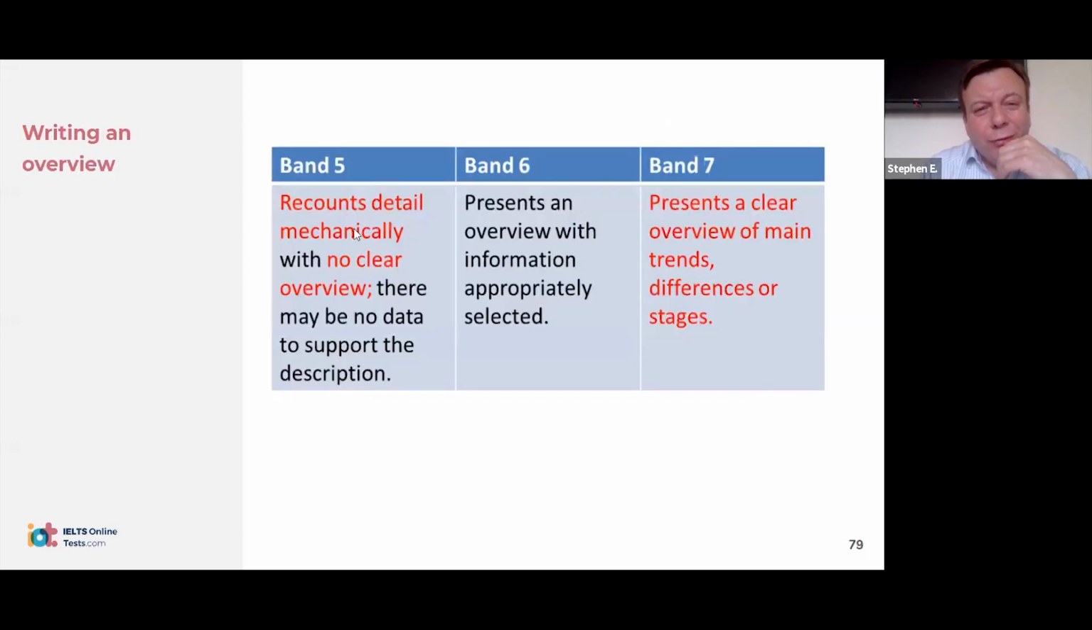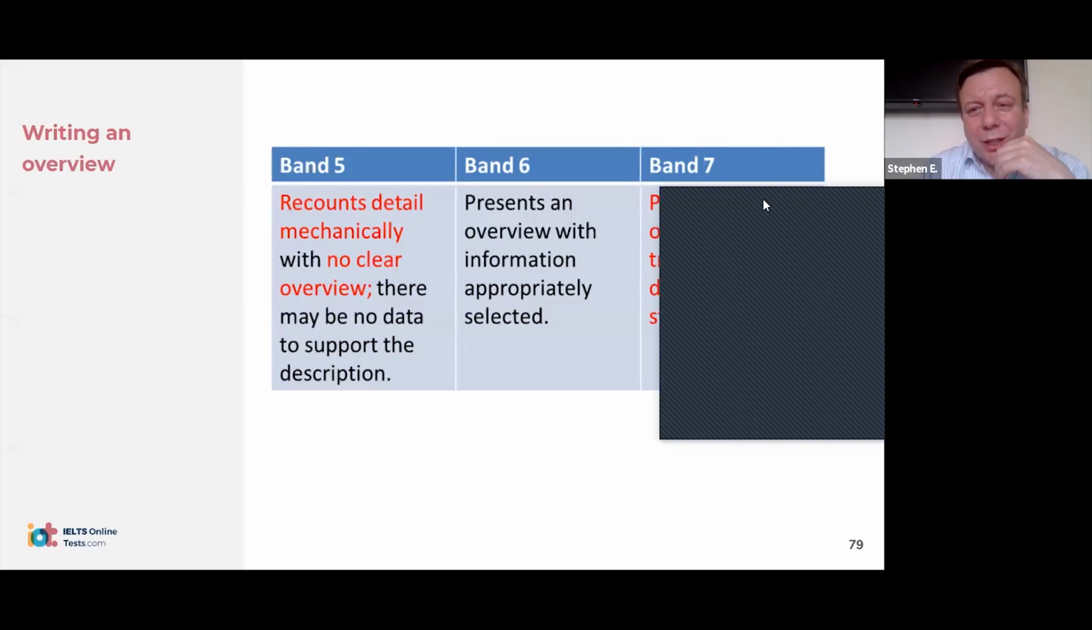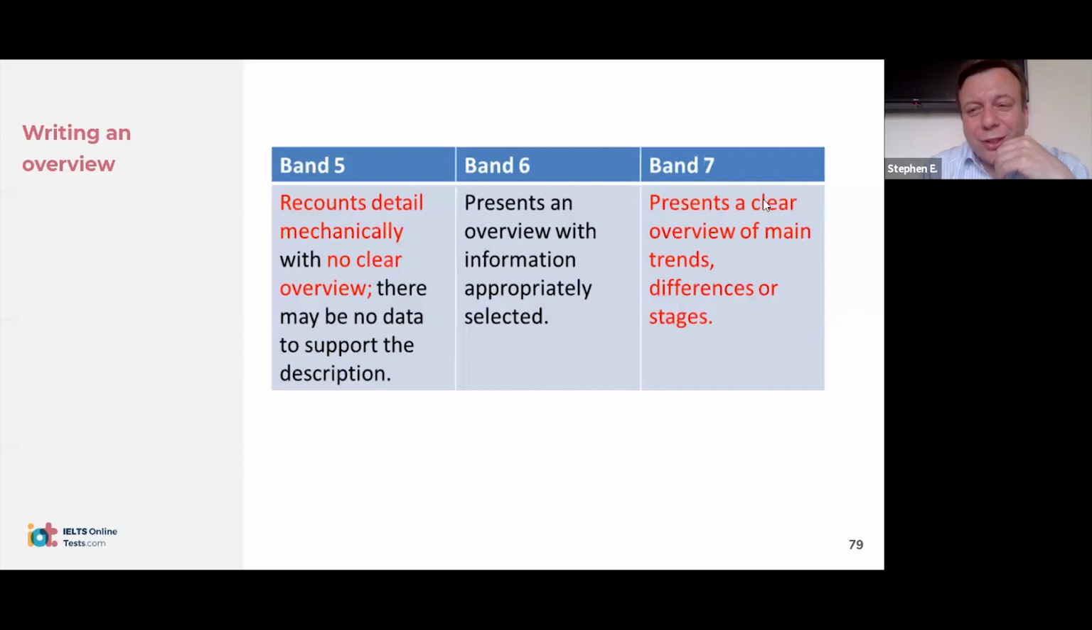So if we look at the overview, if there's no clear overview, you've got a problem. So you're not going to get higher than a 5. Okay, it says recounts detail mechanically with no clear overview. Band 6 presents an overview with information appropriately selected. So where you need to be is in the 7. Okay, so presents a clear overview of main trends, differences, or stages. So you want to try and aim for that. That's what you need to be striving for. So you must have a good overview.